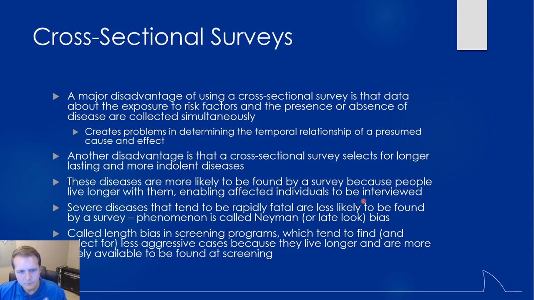Okay. And then another case here is what we call a length bias in screening programs, where we tend to find, say, less aggressive cases because they live longer and then are more likely to be available to be found at that screening there. So again, patients who have less severe disease or diseases that last a long time tend to be more easily found by cross-sectional surveys. Things that tend to be more deadly, more severe, things that are fairly short-lived tend to be more difficult to find with a cross-sectional survey.